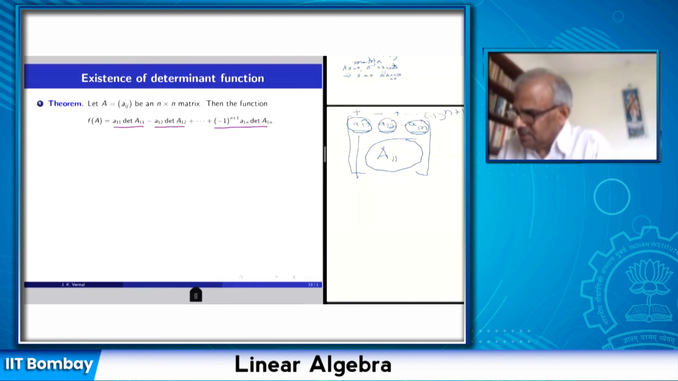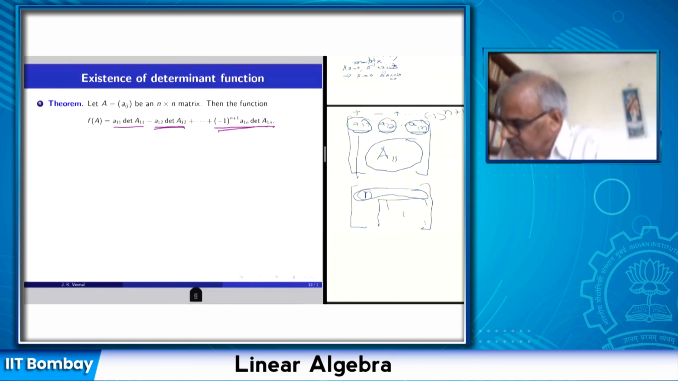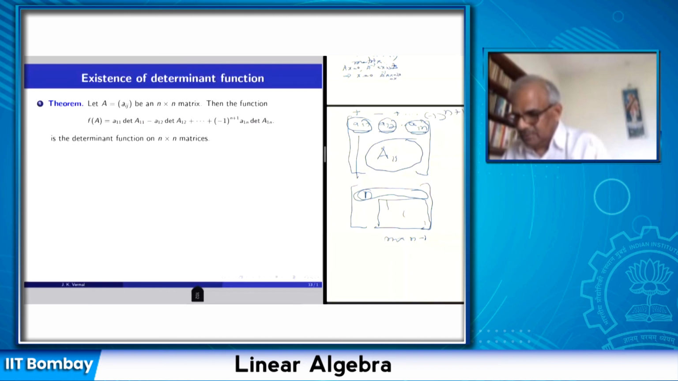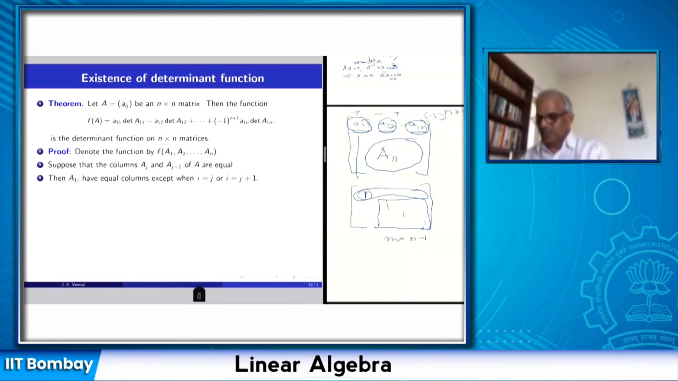That is quite easy. If I take the identity matrix, we are expanding by this row. Only 1 is the non-zero entry, so these other things will not contribute. I will just get 1 times the determinant of this. But the determinant of this n-1 by n-1 identity matrix is 1 by induction. So f of the identity matrix is 1. That is clear. We have to prove the other two properties.